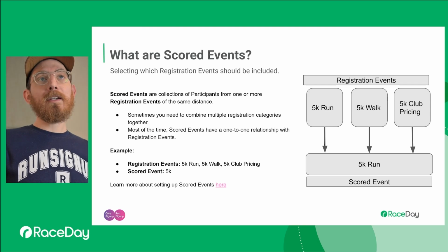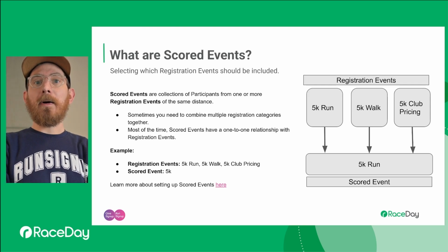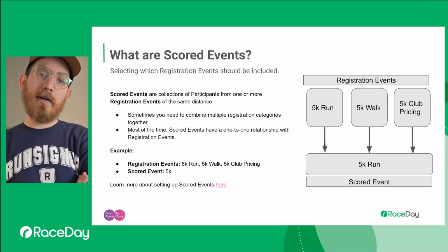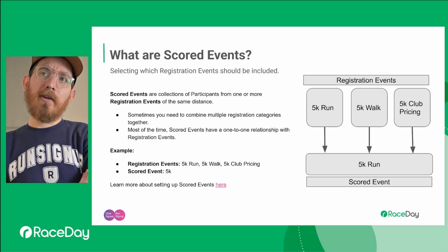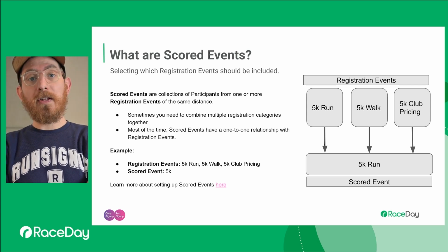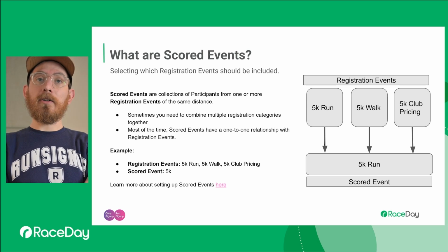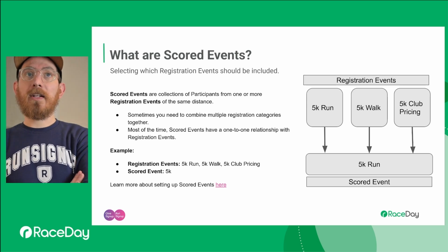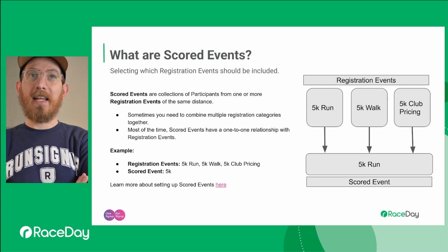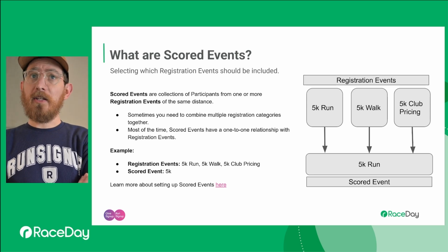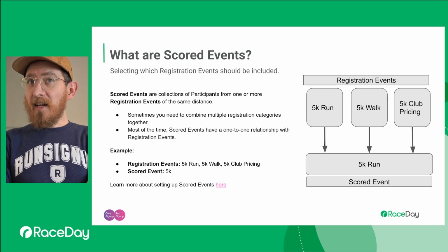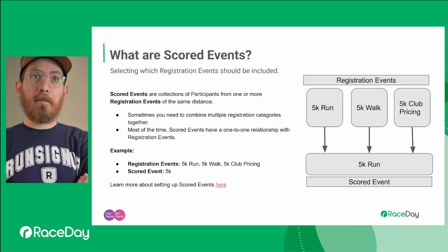So before we get too far here, I want to talk a little bit about scored events. This is really critical to understand before we talk about how we construct times. First, you have to understand that there's a difference between registration events and scored events in our terminology. And it's pretty important to understand the difference. Scored events are collections of participants from one or more registration events of the same distance. Sometimes you need to combine together multiple registration categories. Most of the time, scored events have a one-to-one relationship with registration events.